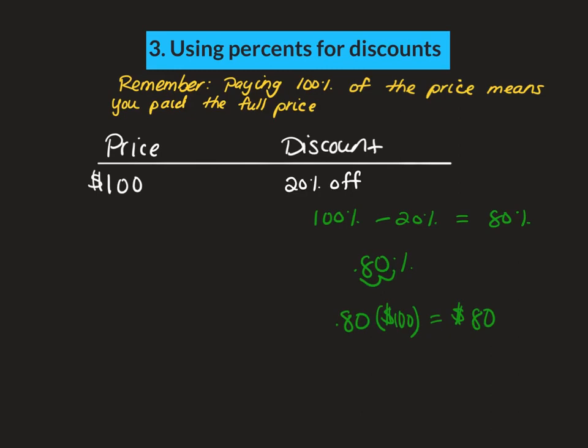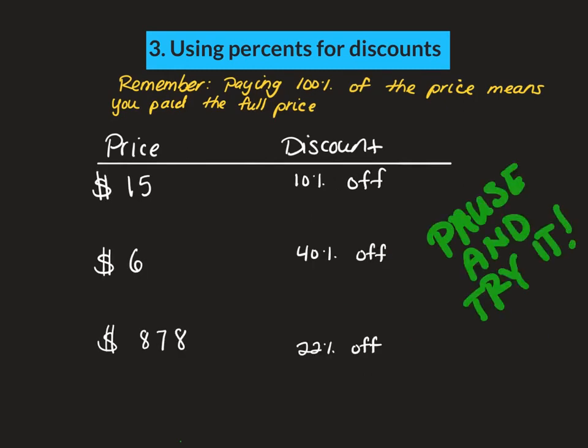Notice that I have two different methods here, but they're yielding the same result. I can either find how much to remove from the full price, that is what my discount percent equals in dollars, and subtract it, or I can find what percentage of the whole price I'll be paying and multiply that by the whole price. Either of these options is viable. It's really up to you which one you prefer to use.